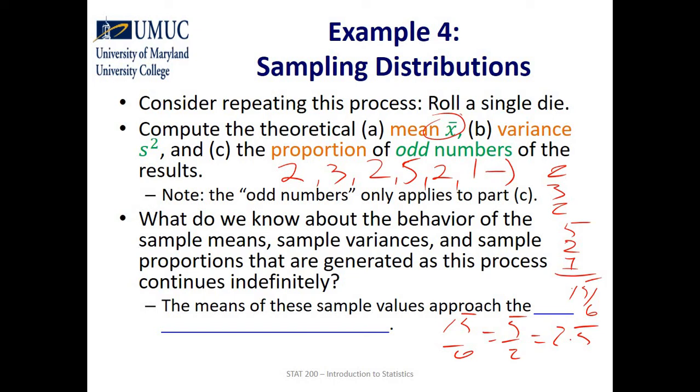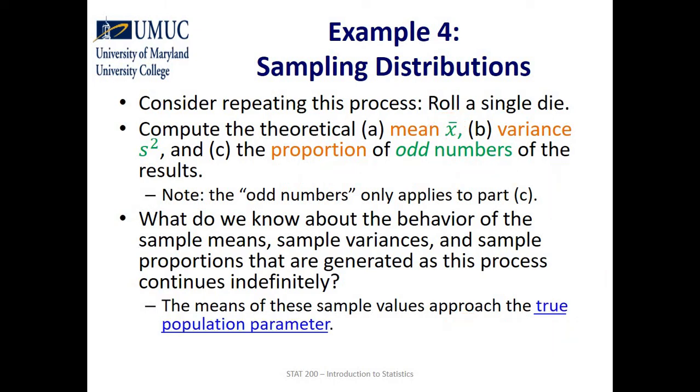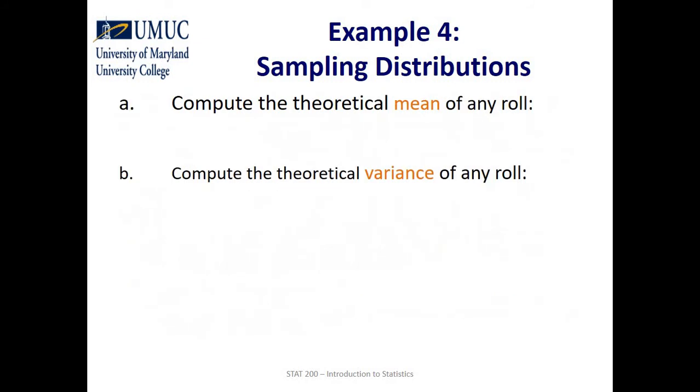Now, what do we know about the behavior of the sample means, sample variances, and sample proportions that are generated as this process continues indefinitely? The means of these sample values approach the true population parameter. So first, let's compute the theoretical mean of any roll. Well, how do we do that? This is the theoretical mean of the number of pips or dots showing on the dice.